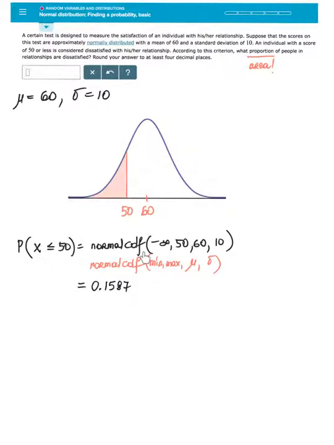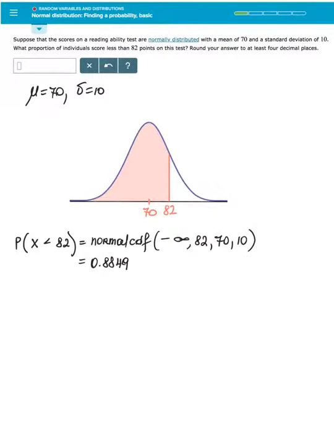Using the normal CDF function on the TI-84, I'm indicating the interval, the minimum value, and the maximum value on the interval. The minimum is negative infinity up to 50, with mean of 60 and standard deviation of 10. When you input that into your calculator, it will give you the result. The area to the left of 50 is 0.1587, which means that 15.87% of people are dissatisfied with their relationship.